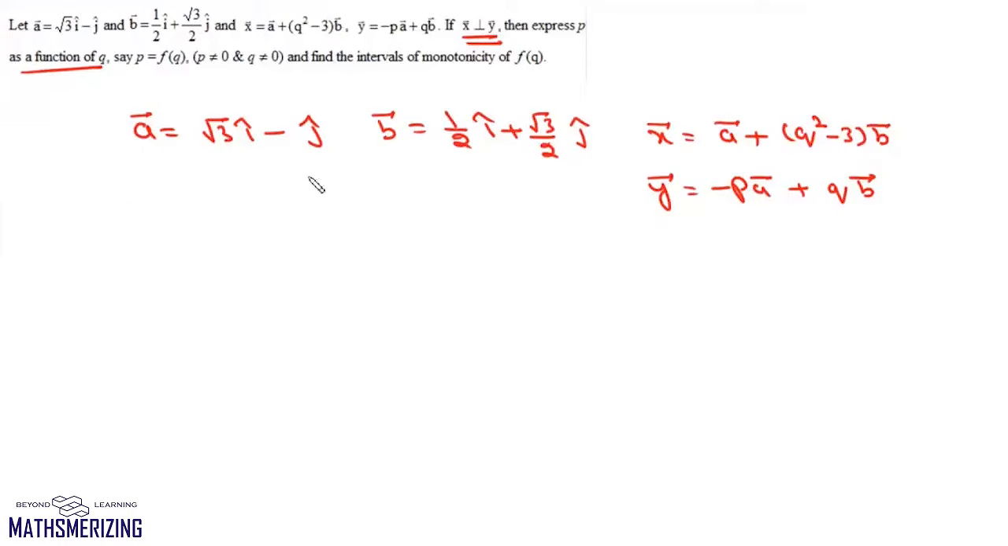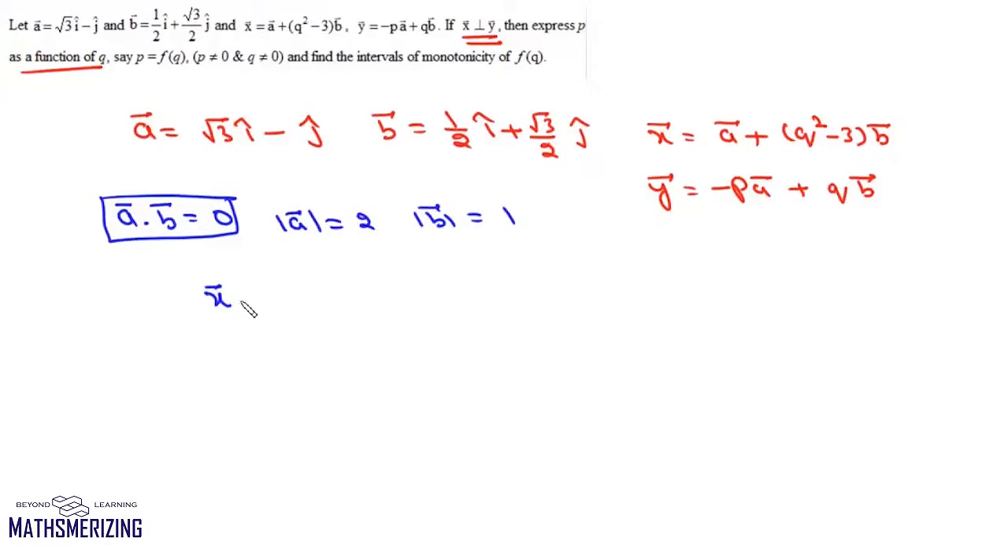Now, if we find A dot B, then A dot B is root 3 by 2 minus root 3 by 2, and it is 0. So the value of A dot B is 0. Mod of A is 2 and mod of B is 1. Now since X is perpendicular to Y, it means X dot Y must be 0.